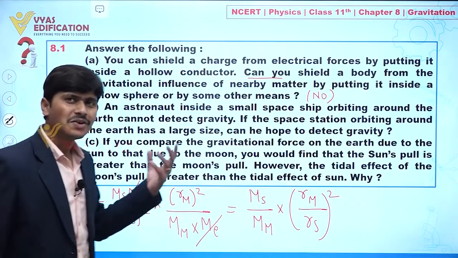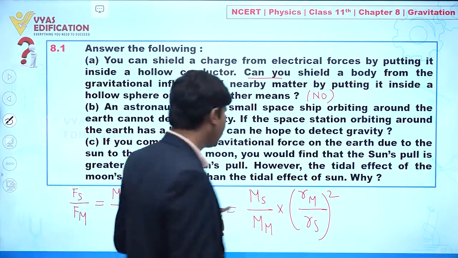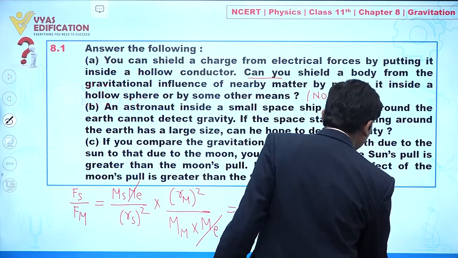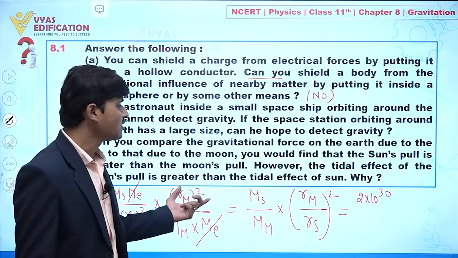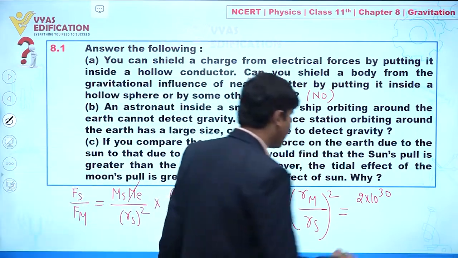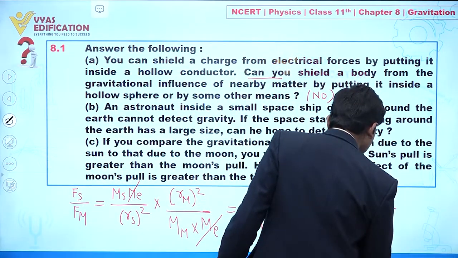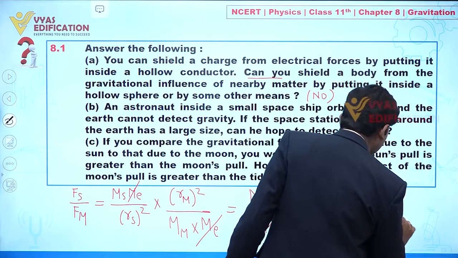Clear? Now you know the mass of the Sun. We can directly say this is 2 into 10 to the power 30 kg, which is the solar mass. Clear? And the mass of the Moon, we know, is 7.3 into 10 to the power 22 kg.